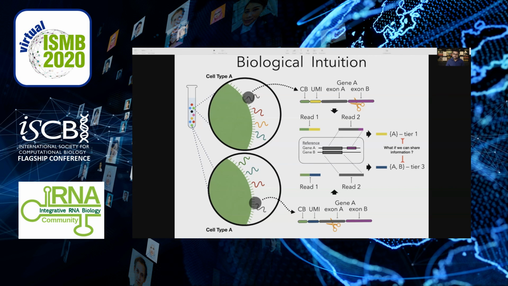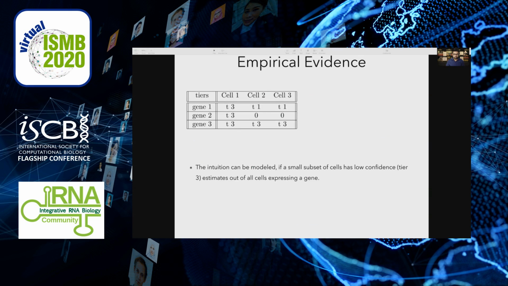What if we can share the information? If we can share the information, then we can potentially improve tier 3 estimates. However, what if all the estimates are tier 3? It's not going to be useful. That's what I'm trying to show with this table. What categories would it be useful?